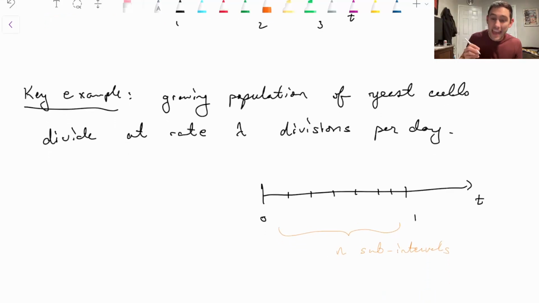Well, among these n subintervals, I know that on average lambda of them will contain a division event. So this is one little yeast cell. That's my yeast cell, and this yeast cell knows that on average in this one day, it'll divide lambda times. So there's maybe a lambda, there's a lambda, there's a lambda. Okay, so it's got 3 divisions in there.